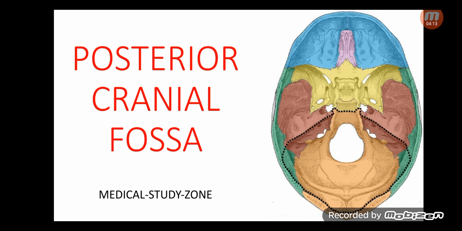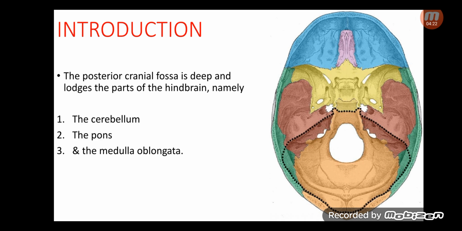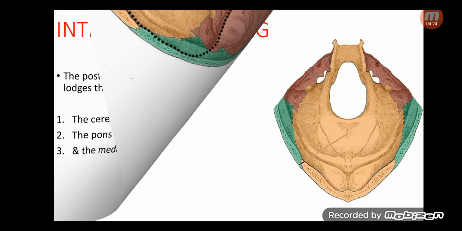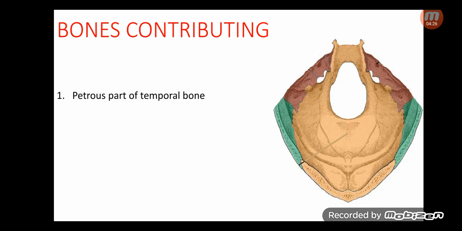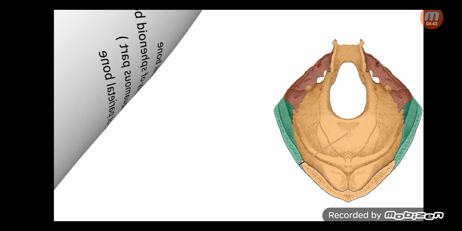Now we will talk about the posterior cranial fossa. The posterior cranial fossa is deep and lodges parts of the hindbrain, namely the cerebellum, the pons, and the medulla oblongata. Bones contributing to the posterior cranial fossa are the petrous part of the temporal bone shown in red color, the posterior body of the sphenoid bone anterior to the foramen magnum, the occipital bone shown in brown color, and the mastoid angle of the parietal bone shown in green color in the diagram.